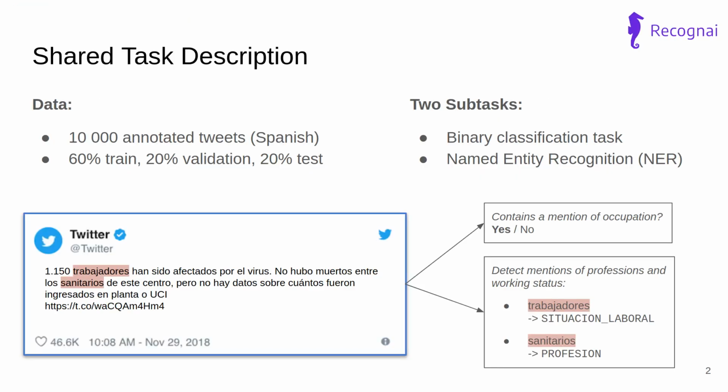We will start with a quick description of the shared task, focusing on the data and objectives. ProfNER consisted of 10,000 annotated Spanish tweets taken in the context of health-related content, in particular the COVID-19 pandemic. The track was divided into two subtasks. One was trying to predict if a given tweet contained a mention of occupation or not, so basically a binary classification task. The second subtask was to identify those mentions and label them as either work situation or profession, so basically a named entity recognition task.